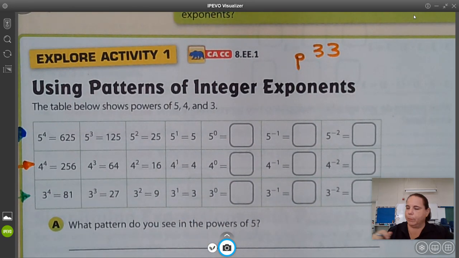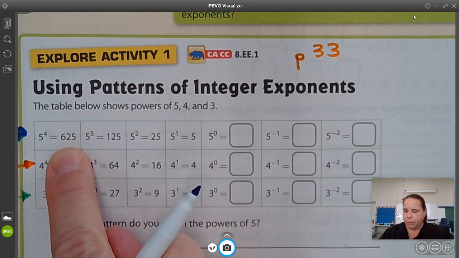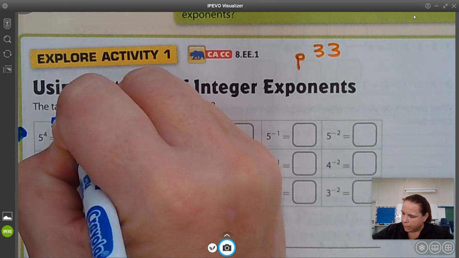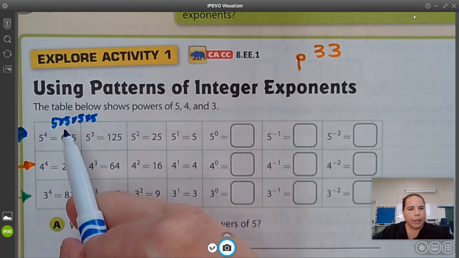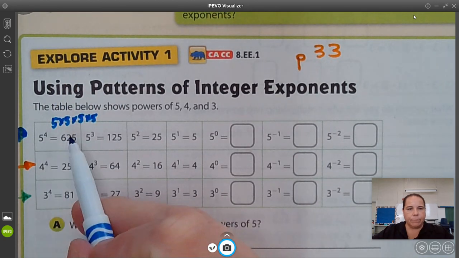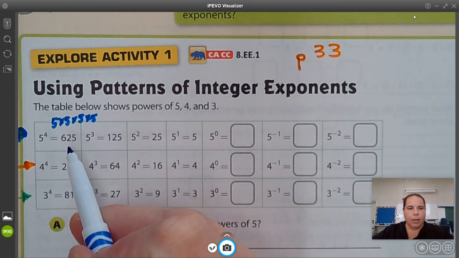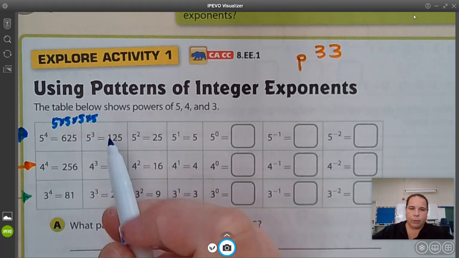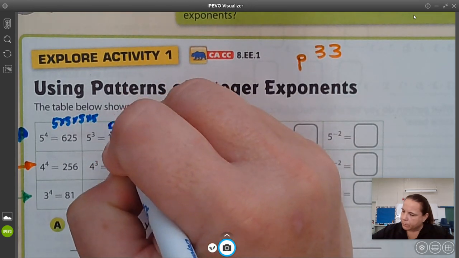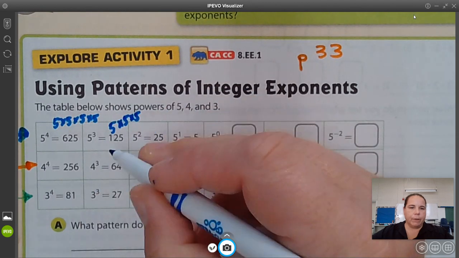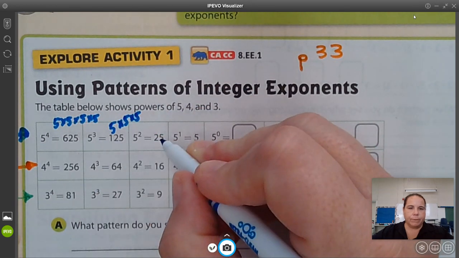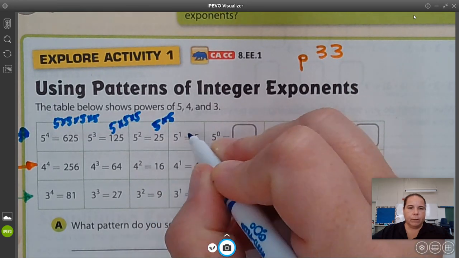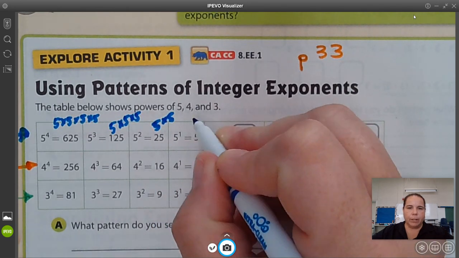Now they did this multiplication for us right here. So remember, this means 5 times 5 times 5 times 5, multiplying this base 4 times in a row, and they told us this is 625. Then 5 to the third power is 5 times 5 times 5, 3 5s in a row, 125. 5 squared is just 5 times 5, 25. To the first power, it's just 5.